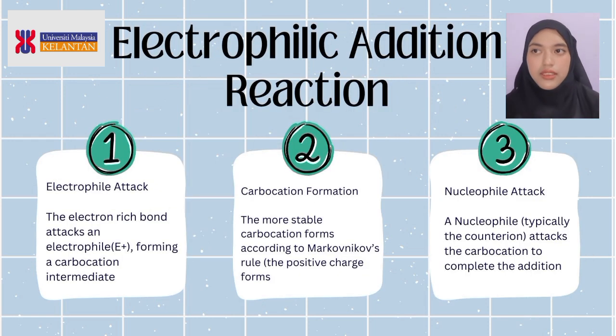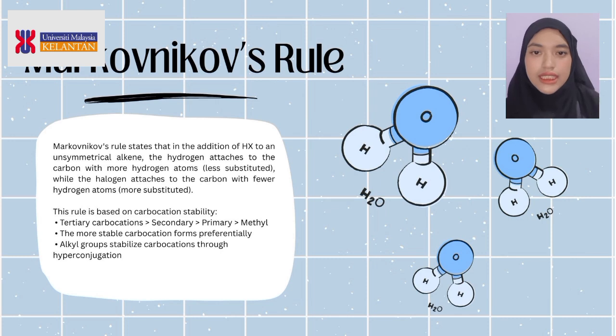There are three steps of electrophilic addition reaction: electrophile attack, carbocation formation, and nucleophile attack. In electrophile attack, the electron-rich double bond attacks an electrophile, forming a carbocation intermediate. Carbocation formation gives the most stable carbocation according to Markovnikov's rule, and in nucleophile attack, a nucleophile attacks the carbocation to complete the addition.